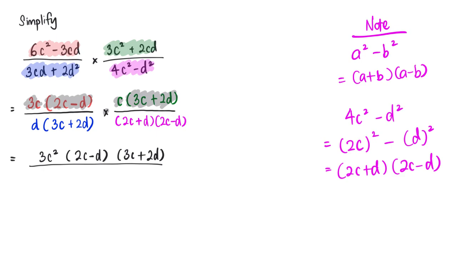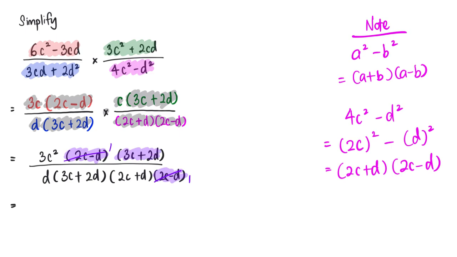The denominator, d and 3c plus 2d. From here, the 2d. Not forgetting my 2c plus d, 2c minus d. And after which, let me observe. Is there any brackets or any factors that are the same that I could divide off? Yes, there is. So this means that I could divide off. I could also divide off 3c plus 2d.